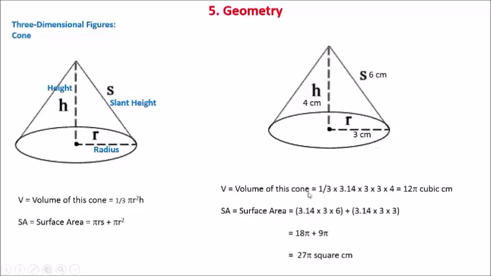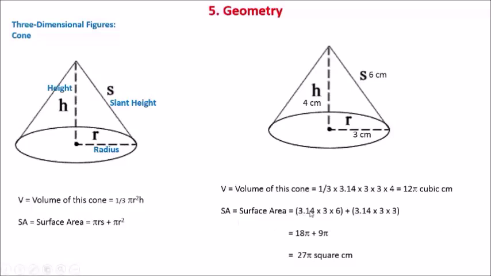What is the volume of this cone? Plug in 1/3. Pi is 3.14. Then r squared, that means 3 times 3. Then h is exactly 4. Just plug in all the numbers. That's it. So then you can do it in terms of pi, 12 pi, or you can plug in 3.14 for pi and then calculate it.